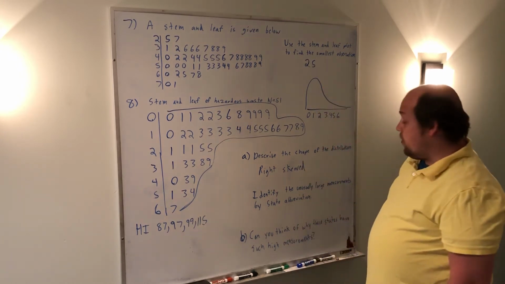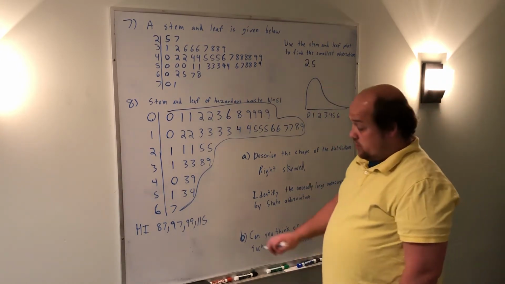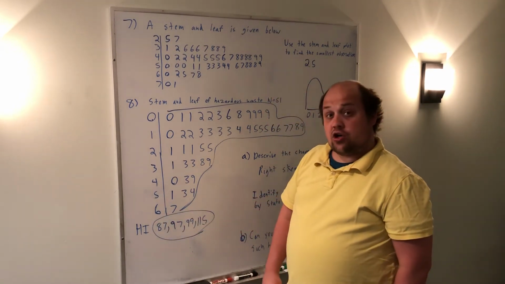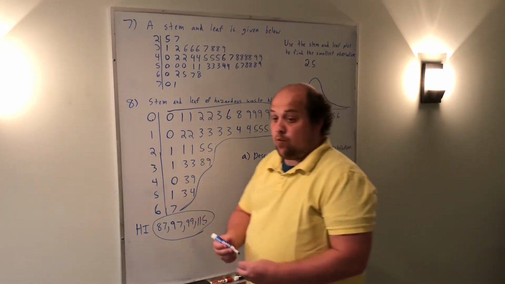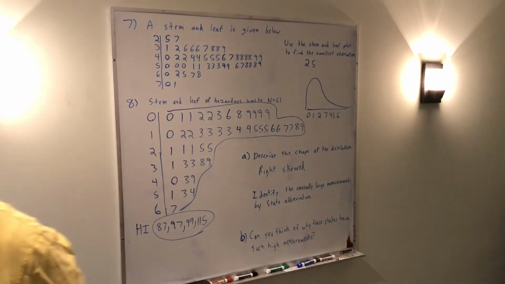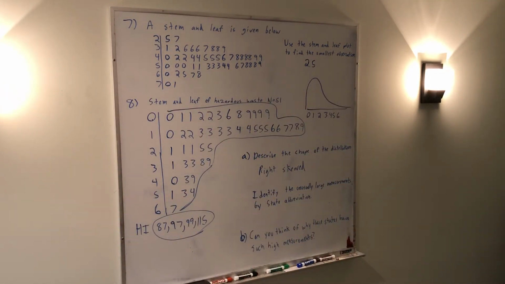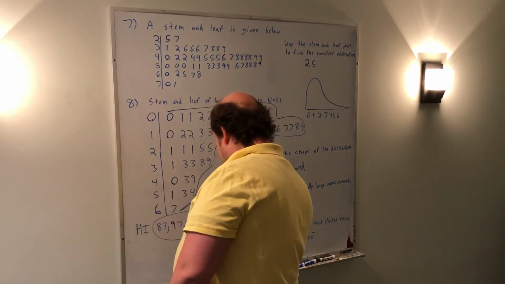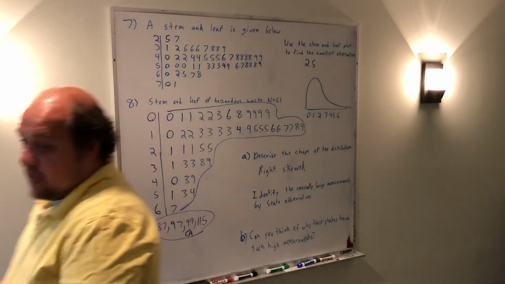Identify the unusually large measurements by state abbreviation. So basically we have these 4 that were identified as unusually large. We now need to go back and say what states are they attached to. So I'm going to my computer just to look up my list. It looks like the first one that I can see on the list is California is 99. So I'm going to write a CA underneath that 99.